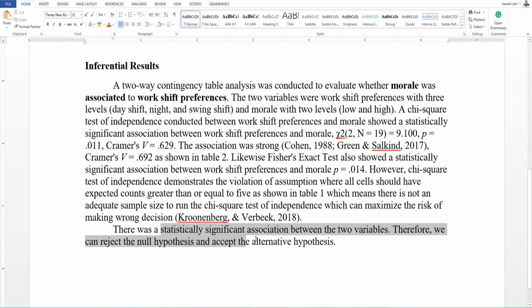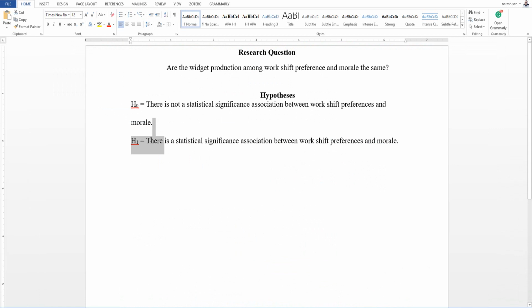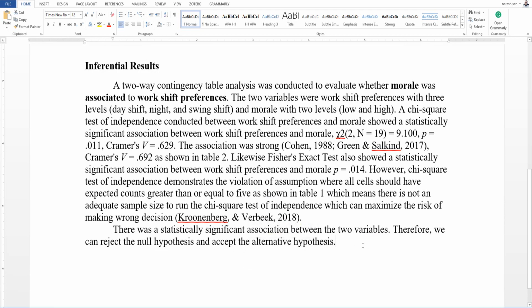So there was a statistically significant association between the two variables. Therefore, we can reject the null hypothesis and accept the alternative hypothesis. So what is the alternative hypothesis? There is a statistically significant association between work shift preferences and morale. This is the hypothesis, and we have tested the hypothesis over here, right?